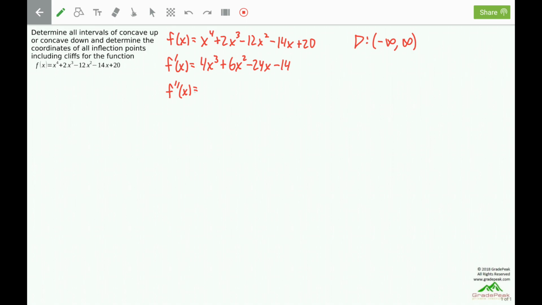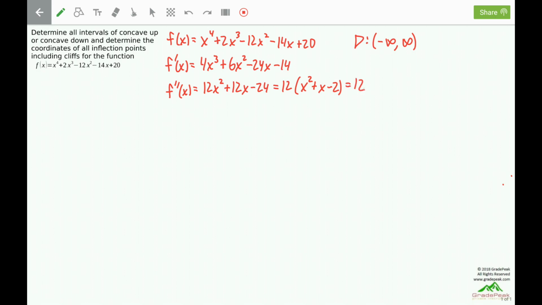f double prime of x equals, first term is power rule, bring down the power, multiply with the 4, subtract 1 from it. Second term is power rule, bring down the power, multiply with the 6, subtract 1 from it. Third term is a constant times x, derivative is the constant, and fourth term is a constant with no x, derivative is 0. We will want to fully factor the second derivative. There is a common factor of 12. Factoring that out will leave behind x squared plus x minus 2, which is a trinomial quadratic.